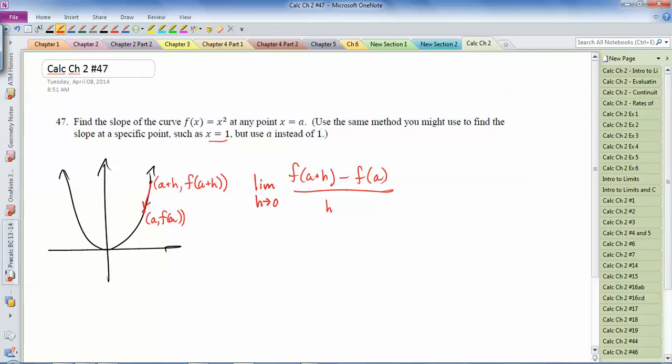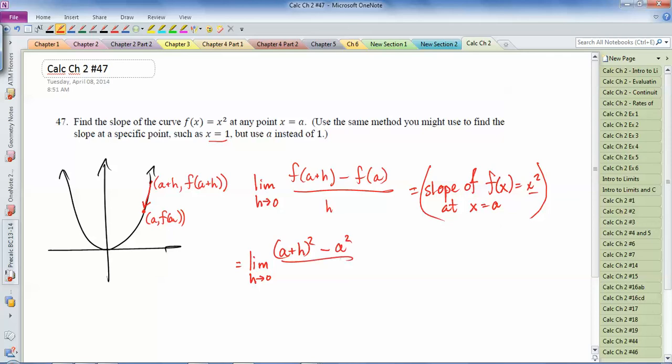So this right here is the slope of f of x equals x squared at x equals a. Okay, so let's work this out. I've got the limit as h goes to 0, and f of a plus h is a plus h squared, minus f of a, which is a squared, all over h.